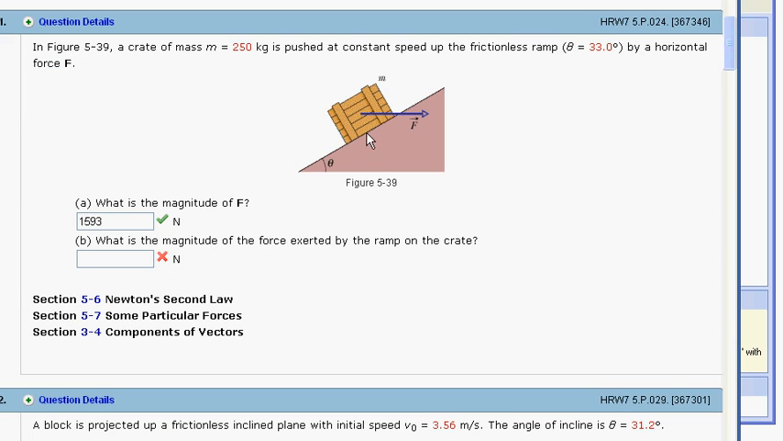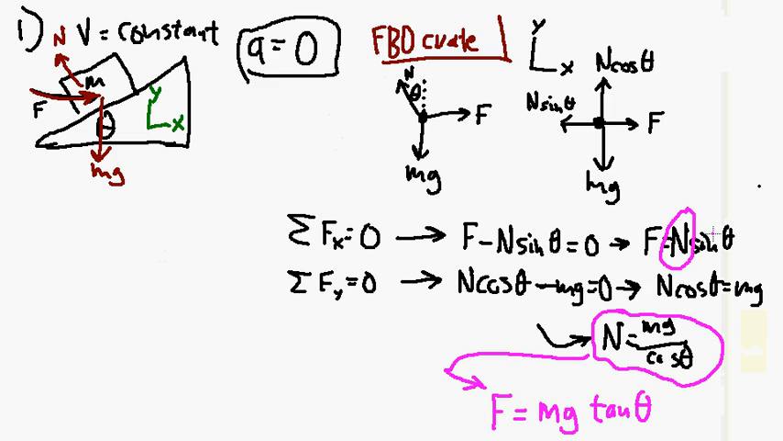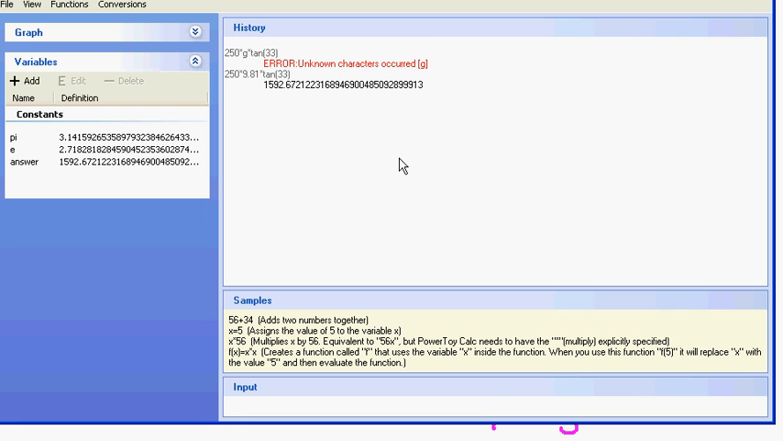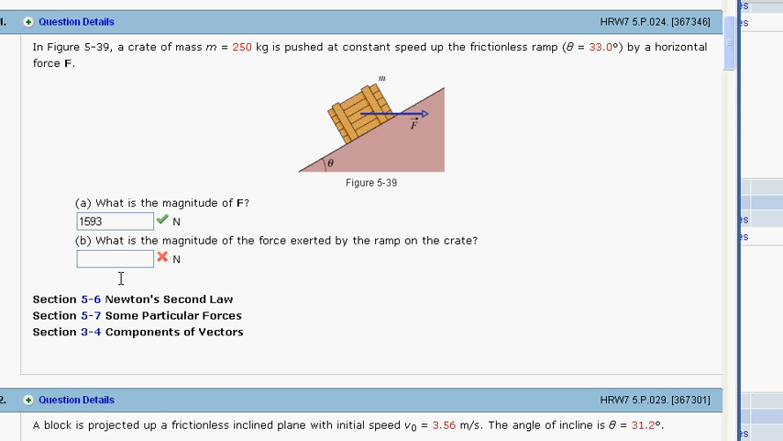And then what's the magnitude of the force exerted by the ramp on the crate? Well, that's just the normal force, right? There's no friction force. The only force the ramp exerts on the crate is the normal force, and that is mg over cosine theta. So 250 times 9.8 divided by cosine of 33 is 2921 newtons. Boom, done.